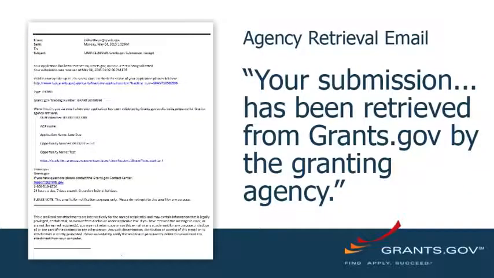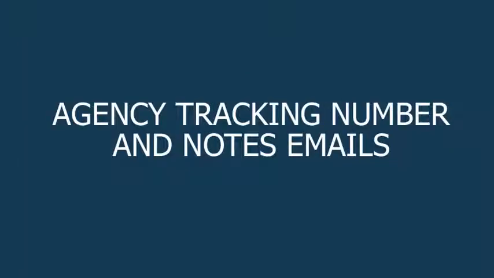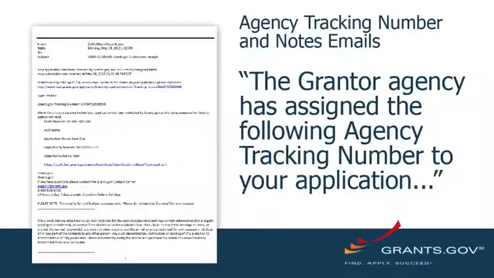The agency retrieval email. The agency retrieval email will say that the agency has retrieved your application from grants.gov. Think of it as the agency going to the post office to pick up a bundle of applications, including your own. The agency tracking number and notes emails. If the grantor assigns an agency tracking number to your application, you will receive an additional notification. Use this agency tracking number when corresponding with the grantor. A similar email will be sent out when the grantor adds agency notes to your application.